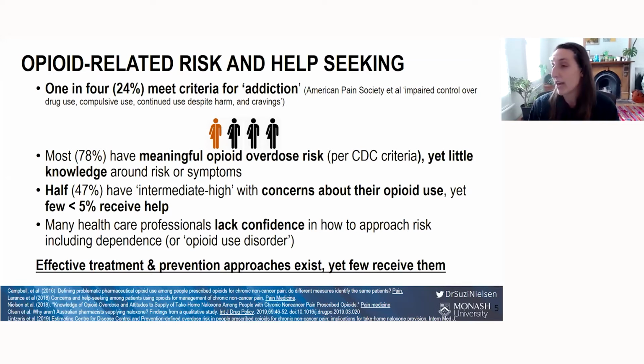And from the work that we've done with healthcare professionals, we've also found that often they lack confidence in how to raise these issues and how to identify when problems might be occurring for patients. And this is a shame because we do actually have really effective treatment for opioid dependence, and we also have naloxone that's now much more widely available. So when we have these evidence-based interventions, but they're not getting to the people that need them, I think that's where we need to do more work.